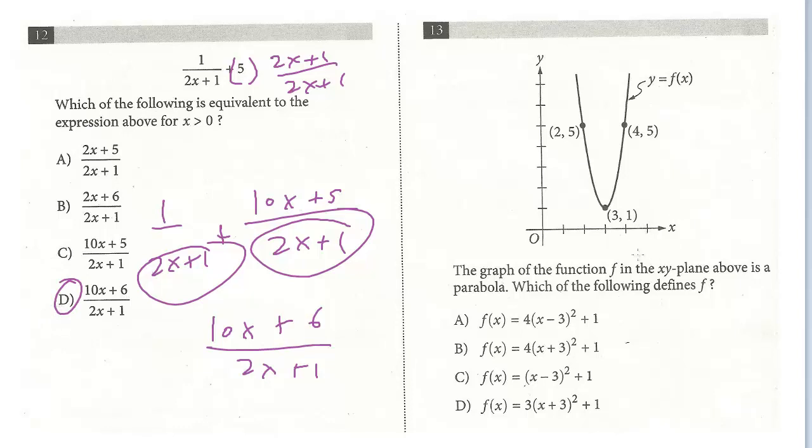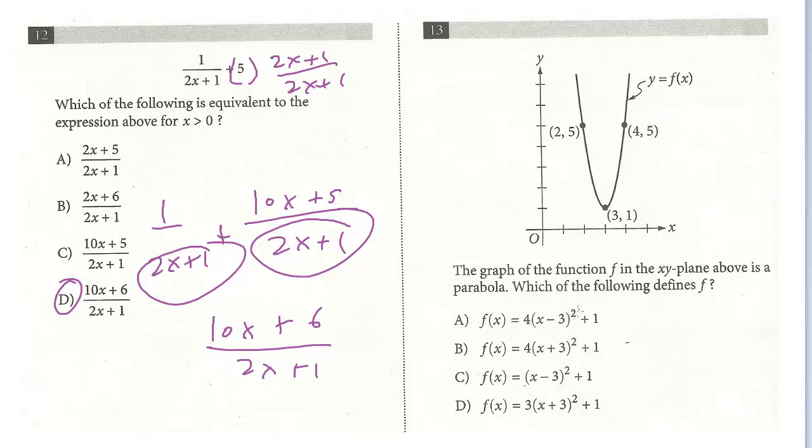Question 13: the graph of the function f in the xy-plane above is a parabola. Which of the following defines f? You really need to know your three forms of a parabola: standard form, intercept form, and vertex form. This is definitely vertex form, and it's a pretty easy question if you're familiar with it. How do I identify the vertex?